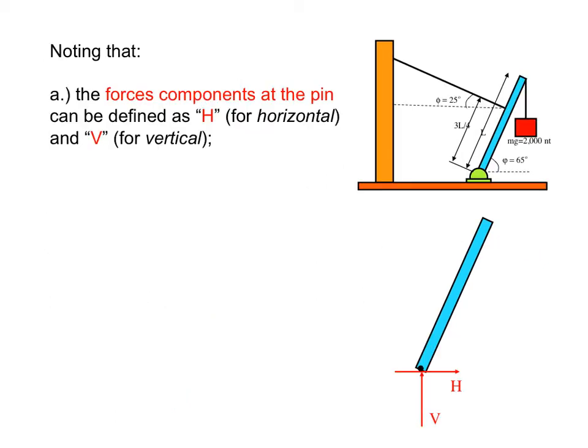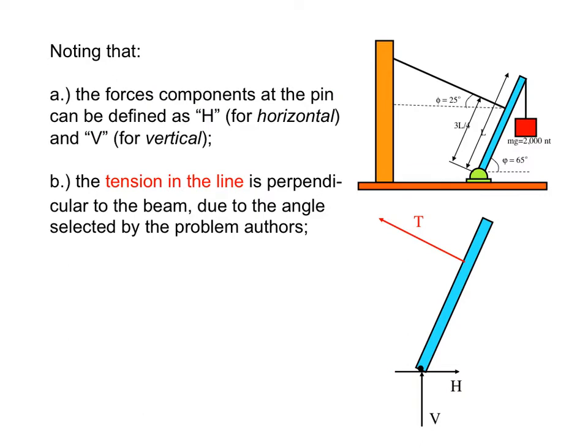Couple of things to start off with that are kind of important. We assume that at the pin there is a horizontal force acting and a vertical force acting, and we just call them H and V. As I said, the tension in this particular problem is coming off at right angles. You can see that because this line and this line are parallel. This line's acting as a transversal, which means this angle and this angle are the same. That means this is 65 and this is 25, and you add them up to get 90 degrees. This tension is coming off at 90 degrees to the beam.